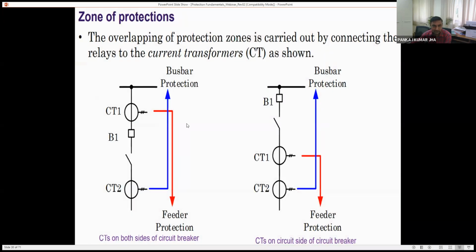So now one of the most important concepts: from where is this zone defined, from where can you say that this is a zone of a transformer, or this is a zone of a transmission line, or this is a zone of a bus bar.